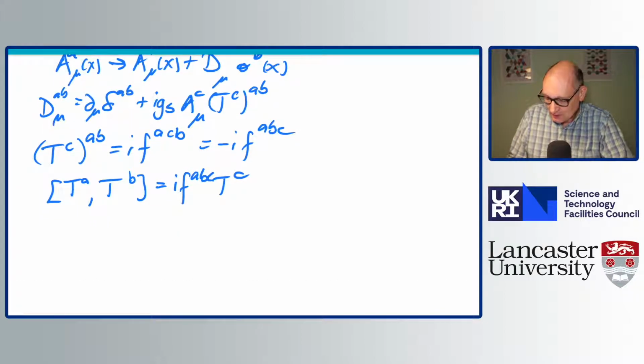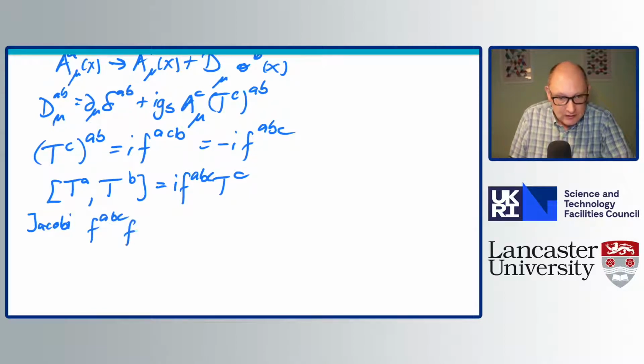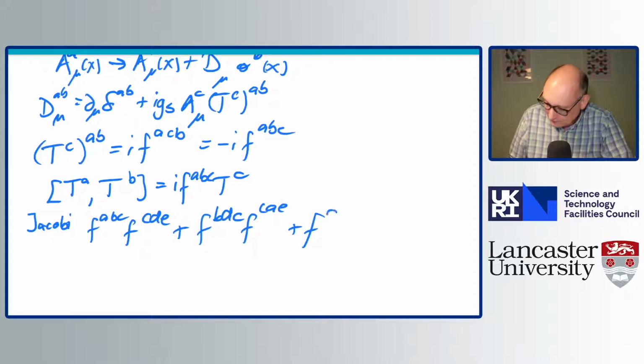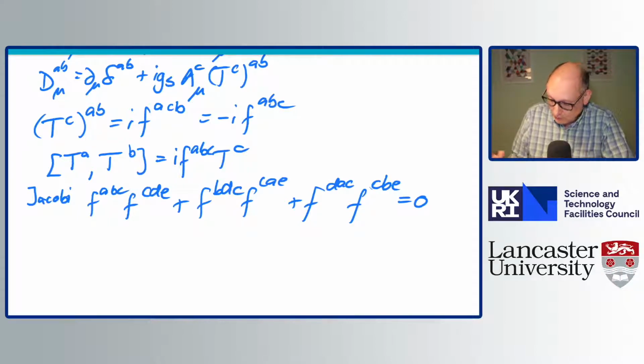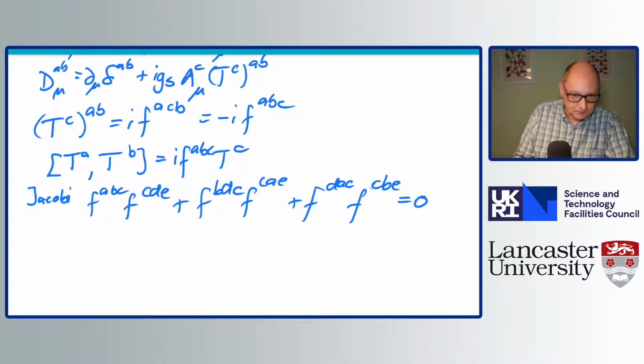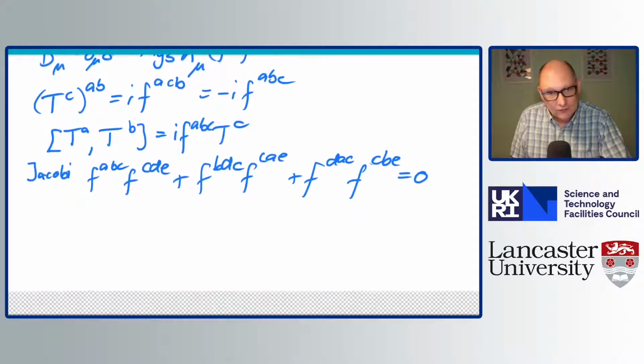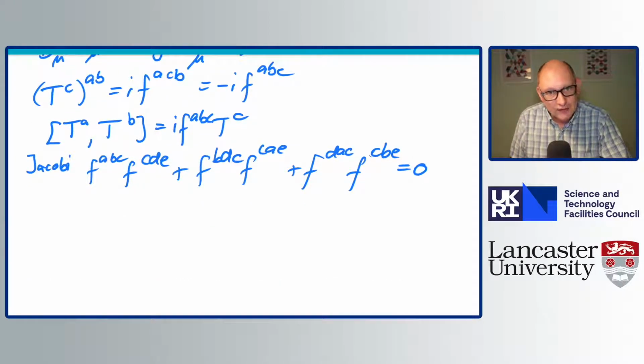Now there are some famous relations that the structure constants of SU(3) have to fulfill. There's one that's called the Jacobi identity, which says that f^abc f^cde plus f^dbc f^cae plus f^dac f^cbe is equal to zero. This is important for obtaining the gauge invariance, etc. We won't have to use that here. That's when one gets to calculate complicated Feynman diagrams.